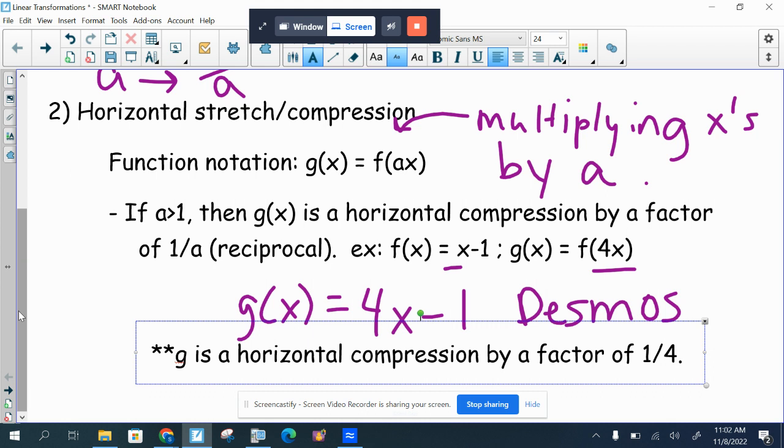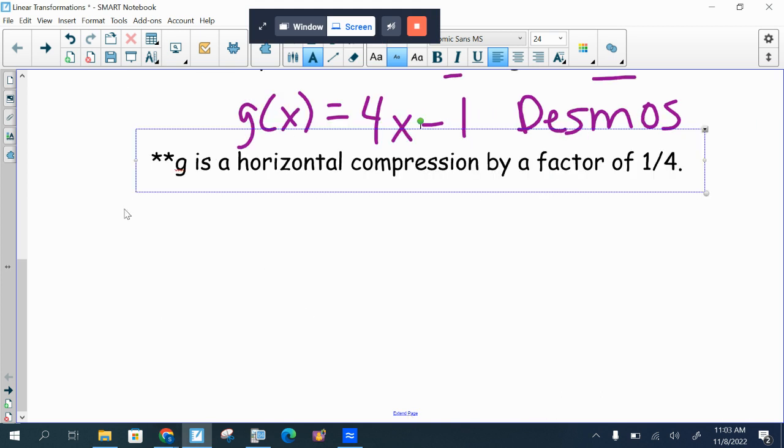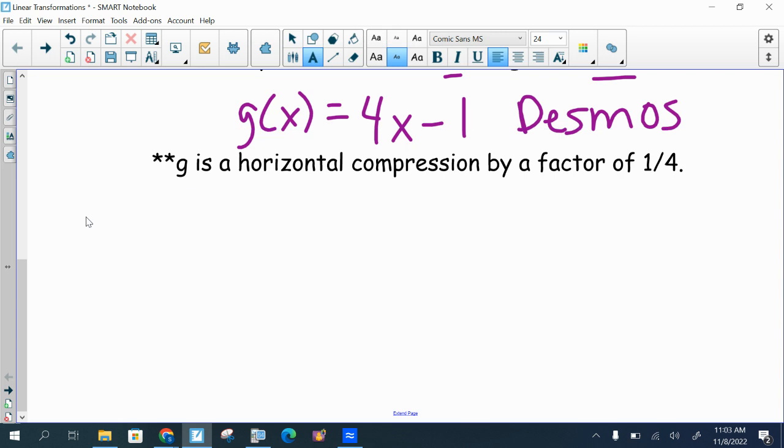And then let's take a look at what happens if A is between 0 and 1, so a fraction. But just note that not all fractions are less than 1. Some fractions are bigger than 1.